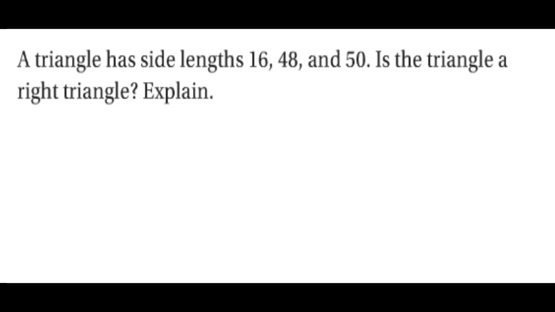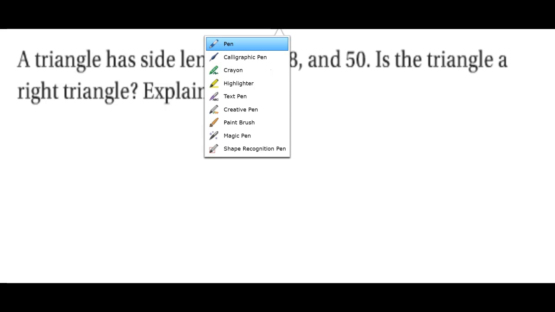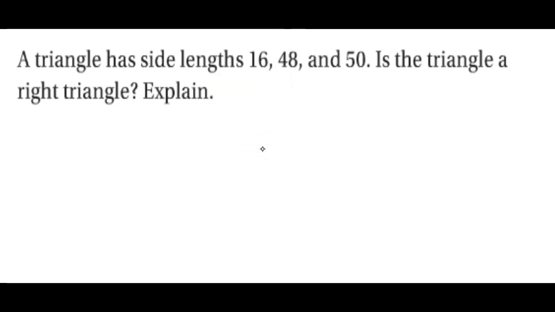This question says a triangle has side lengths of 16, 48, and 50. Is the triangle a right triangle? So this is taking our thoughts on Pythagorean theorem and asking it a different way. So we've got some type of triangle here, and we'll assume that this right here is a right angle. And they tell us that our side lengths here are 16, 48, and 50.